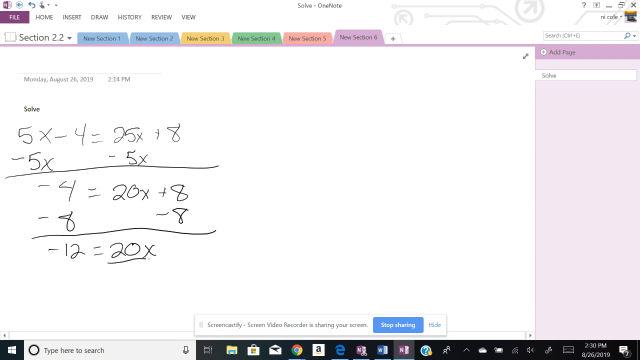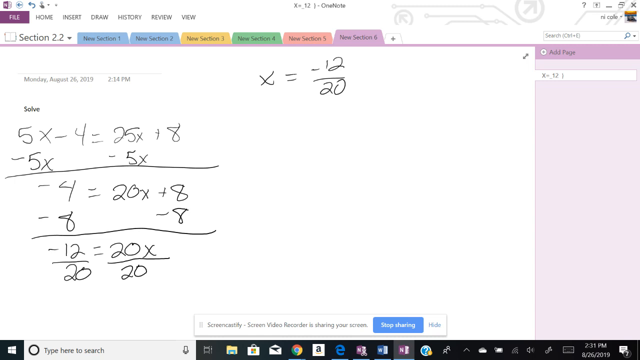Now I need to get rid of that 20. I'm going to divide both sides by 20. And therefore, I'm going to get x is equal to negative 12 over 20. At this point, do not enter this into your calculator and give me a decimal answer. The computer is going to tell you error. You need to simplify this fraction.